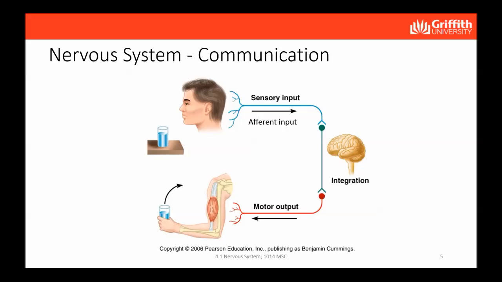The sensory input is also known as afferent input, which is the information that is arriving at the brain for interpretation. Conversely, motor output, also known as efferent output, is information that is exiting the brain in order to elicit a response in the effector organs, for example the muscles.